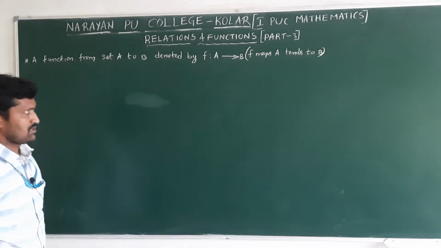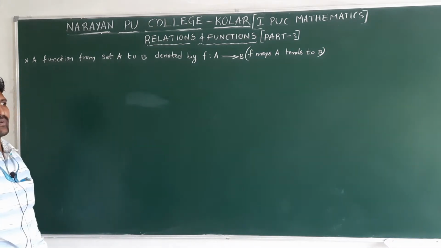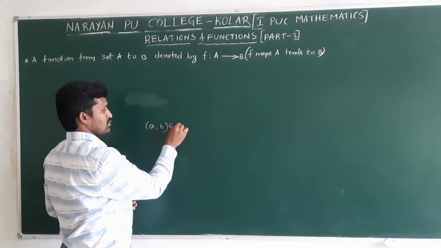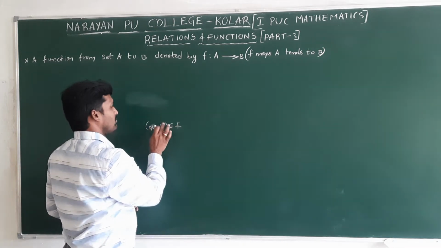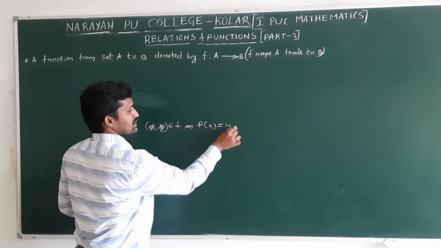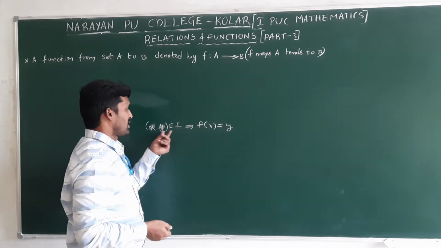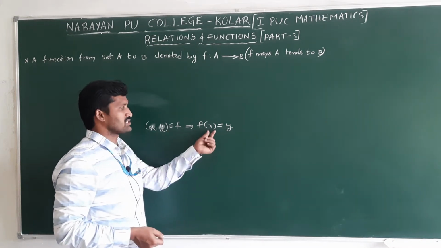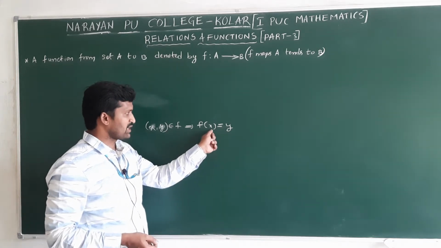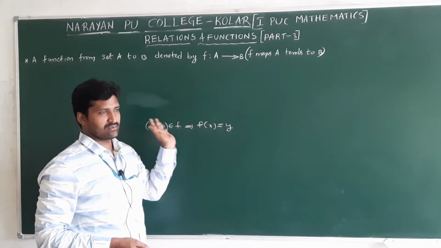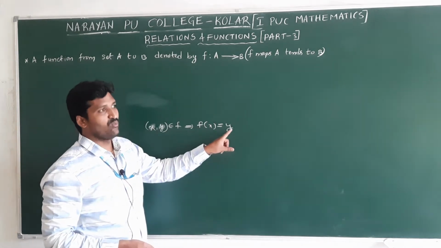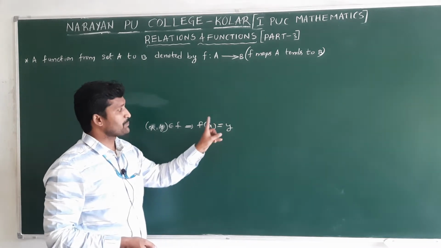Now in these terms, as already said, if an ordered pair (a, b) belongs to F, or (x, y) belongs to F, then we can write f(x) = y. When any ordered pair belongs to F, then f(x) = y. Here y is the image of x. How do we find the image of x? f(x), by substituting the x value in f(x). Here x is the pre-image of y. Y is the image of x, and x is the pre-image of y.